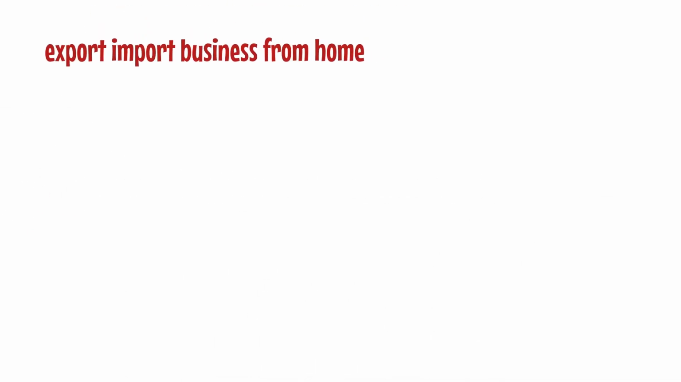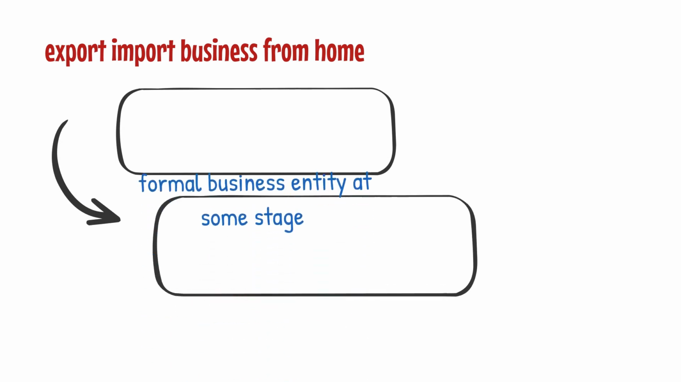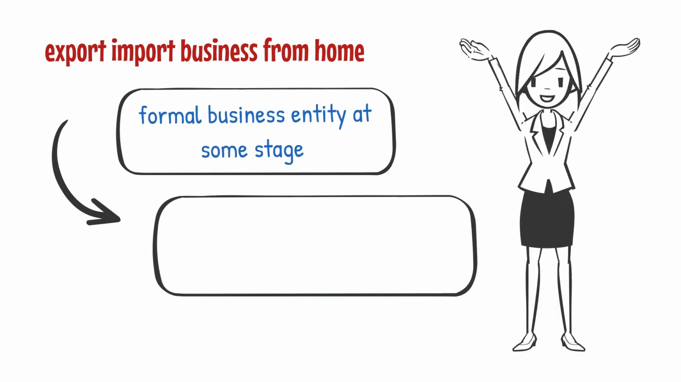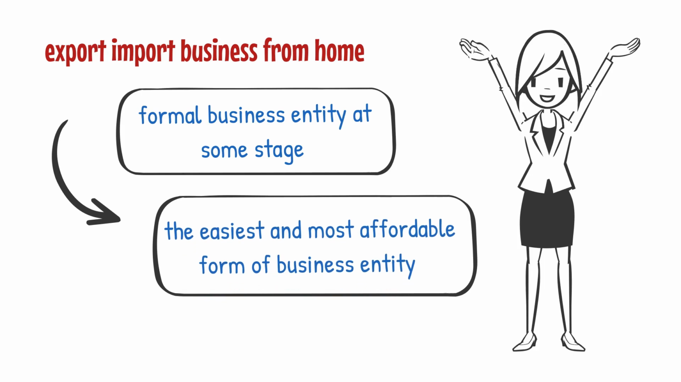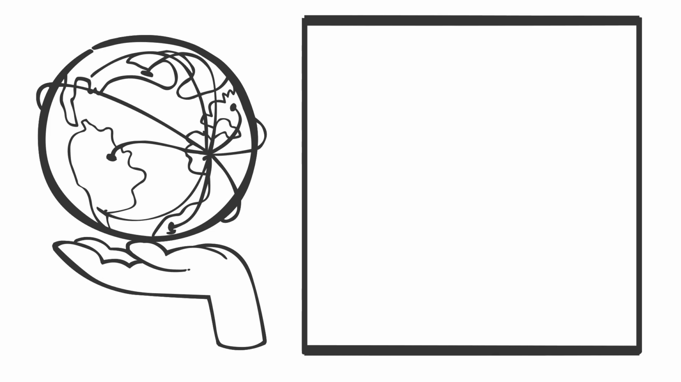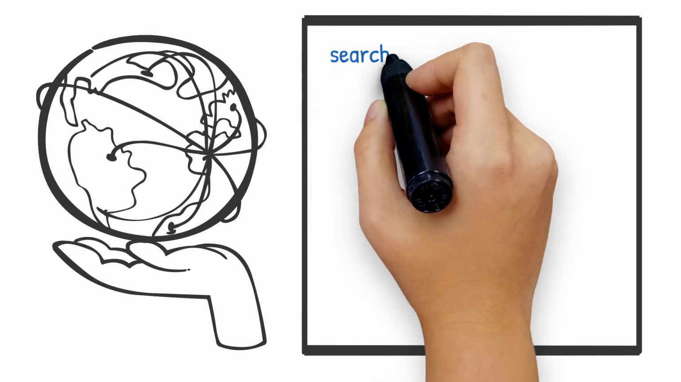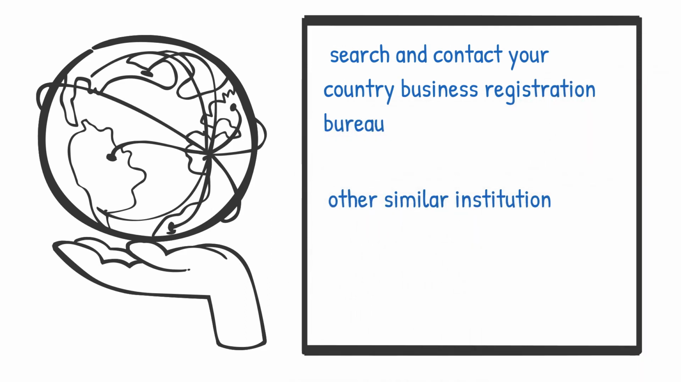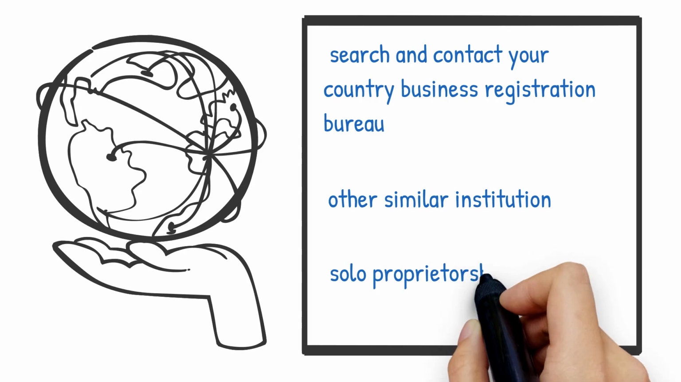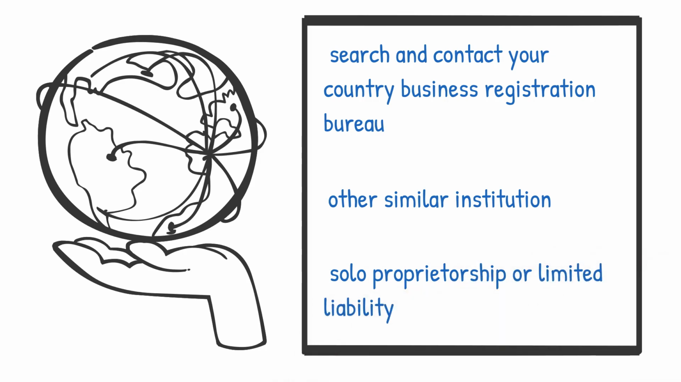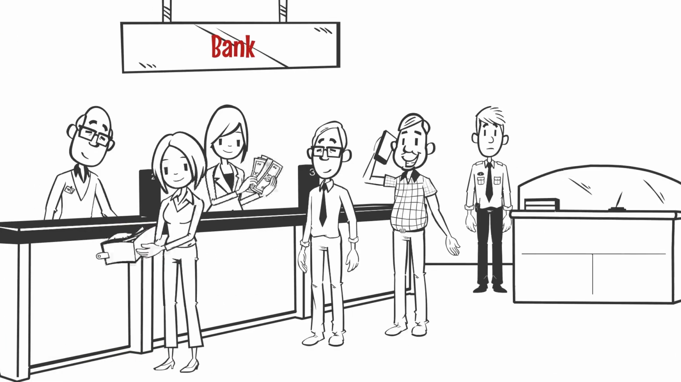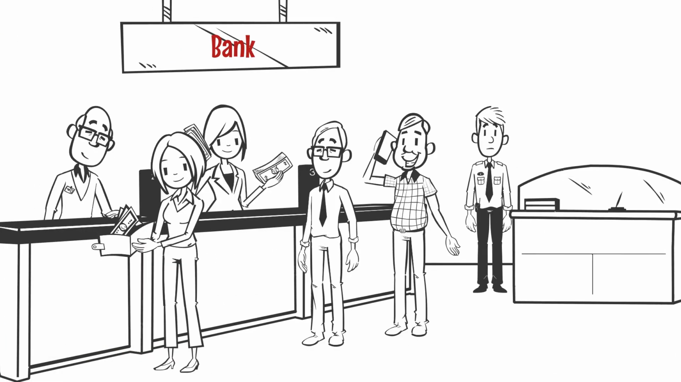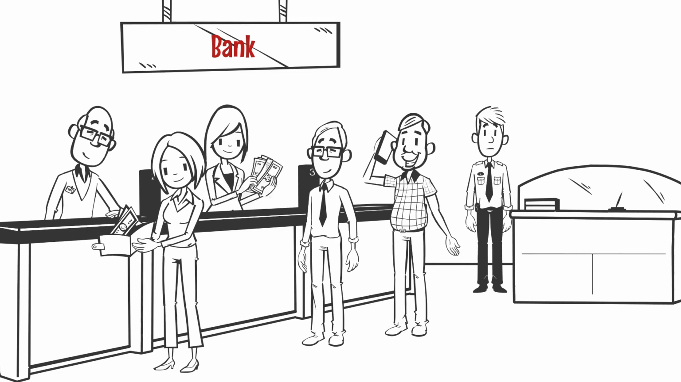To start an export-import business from home, you will need a formal business entity at some stage. You need the easiest and most affordable form of business entity. In different countries, the possibilities are different. We advise to search and contact your country's business registration bureau or other similar institution. The solo proprietorship or limited liability would be the best legal entity to use. After you have your formal company registered, you should open a bank account to receive international currencies and payments from different countries.